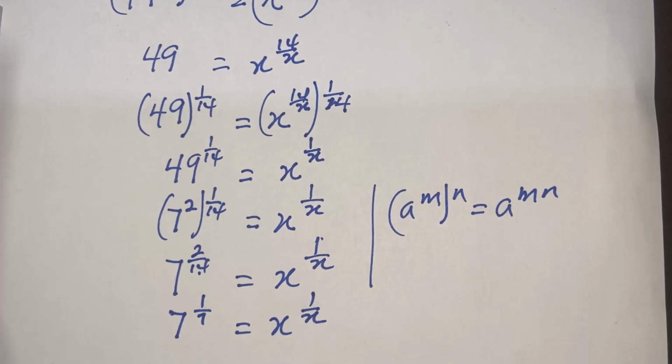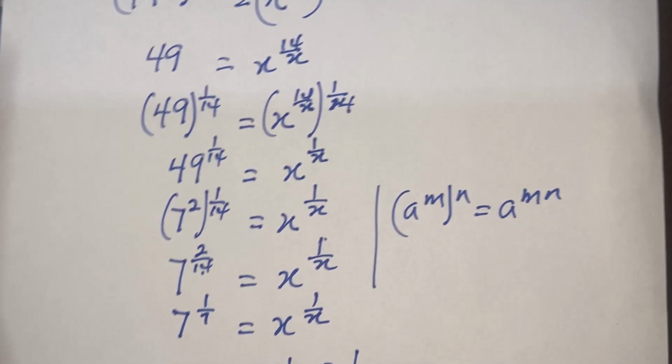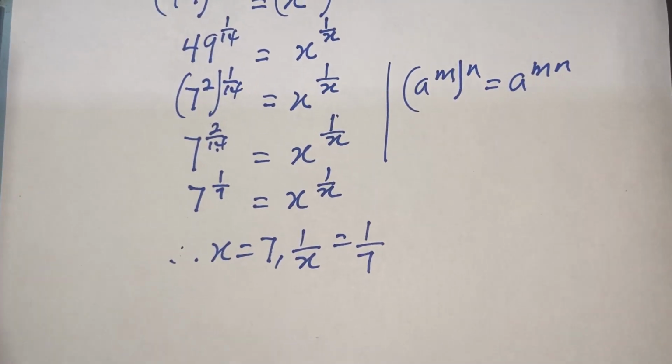From here, what can we see? The base is equal to the base, the power is equal to the power. No matter which one we are taking, we can say that x is equal to 7, or 1 over x is equal to 1 over 7.